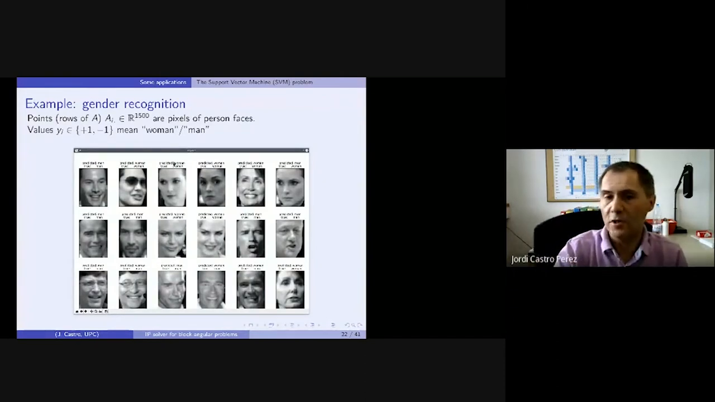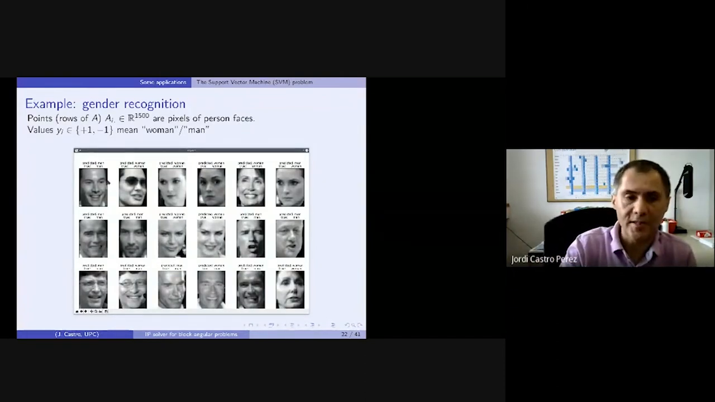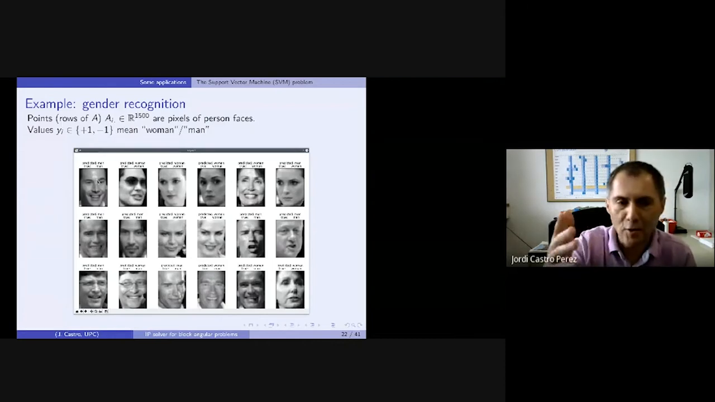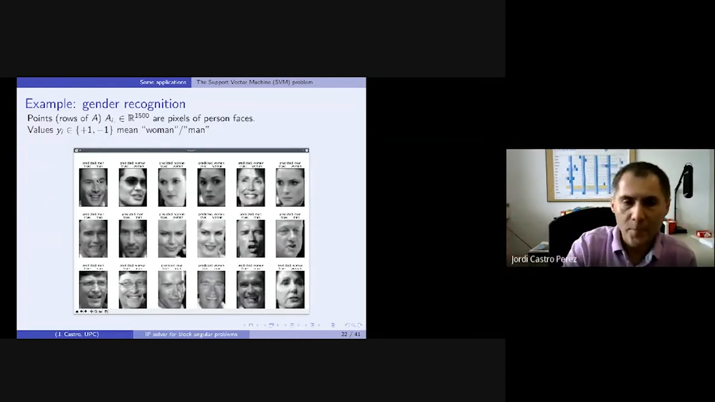And these are the results. It works pretty well. So for instance, you probably know these ladies and gentlemen. This is a Hollywood actor. This is Keanu Reeves, the Neo of the Matrix movies, and it's a man. And the support vector machine predicted that it's a man. It works well. This is Angelina Jolie, and it's a woman. And the support vector machine predicted it's a woman.